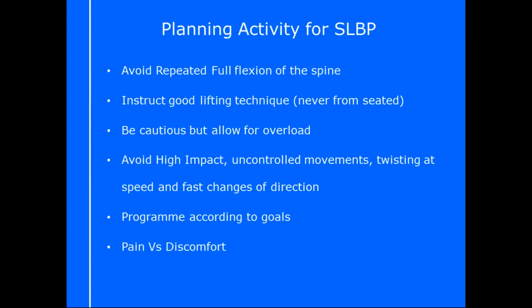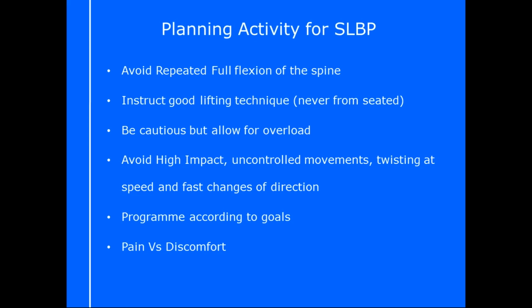So let's go into a little summary for how we plan activity for our specific low back pain. We want to avoid repeated full flexion of the spine, and that's based on not just the disc problems, but all of the conditions we went through actually came about that they were worse in full flexion. We want to instruct good lifting technique, never from a seated position, always from standing with a deadlift. We want to be cautious but allow for overload.